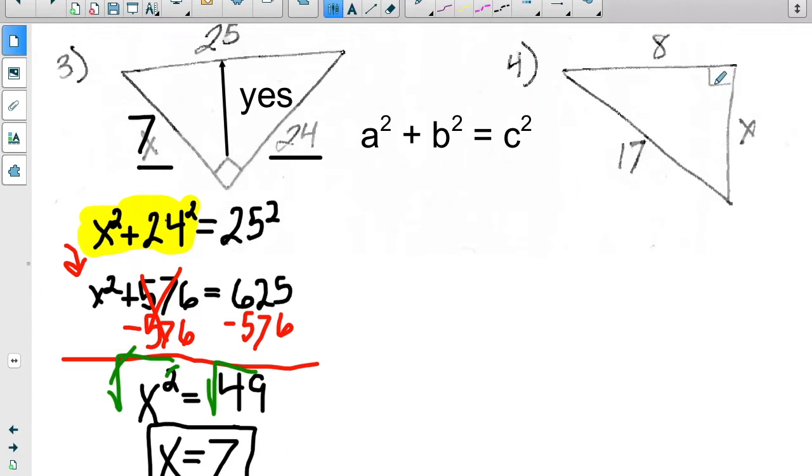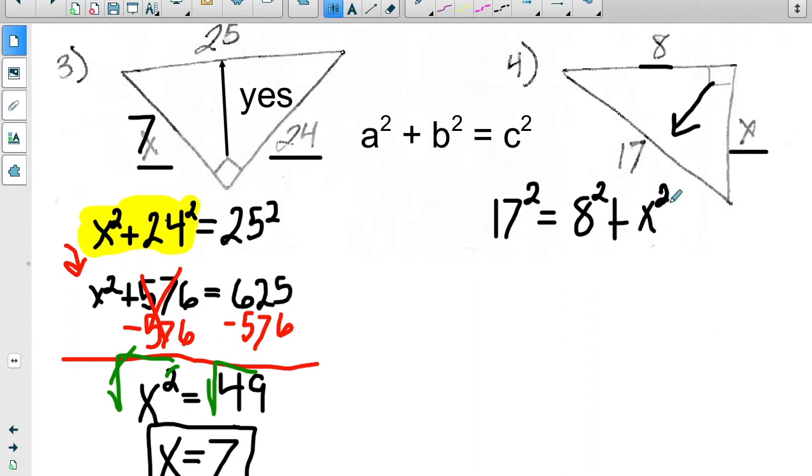So here, again, opposite the right angle is the hypotenuse, 17. So we do have the value of c, because c squared would be 17 squared. That leaves us with a squared and b squared. So we have 8 and x. So I can say 8 squared plus x squared equals 17 squared. So this here is still true.